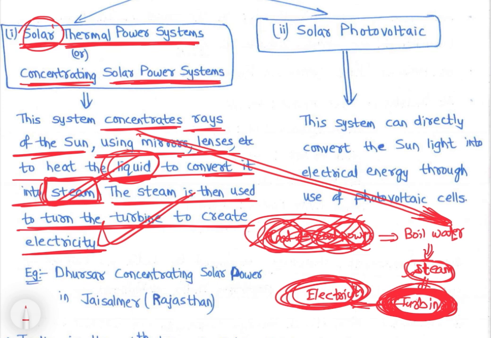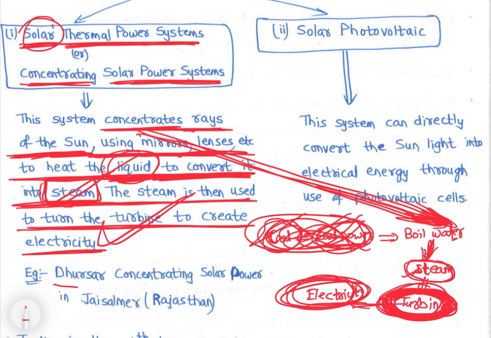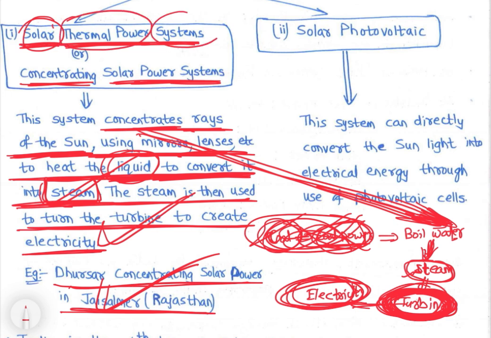Concentrated sun rays to boil water, that is, concentrating the rays of the sun using mirrors, lenses, etc. to heat the liquid to convert it into steam, right? Example of this is Dursar concentrating solar power in Jaisalmer, Rajasthan. So in Jaisalmer, Rajasthan, we are using it, right? So this is one, that is solar thermal power systems.